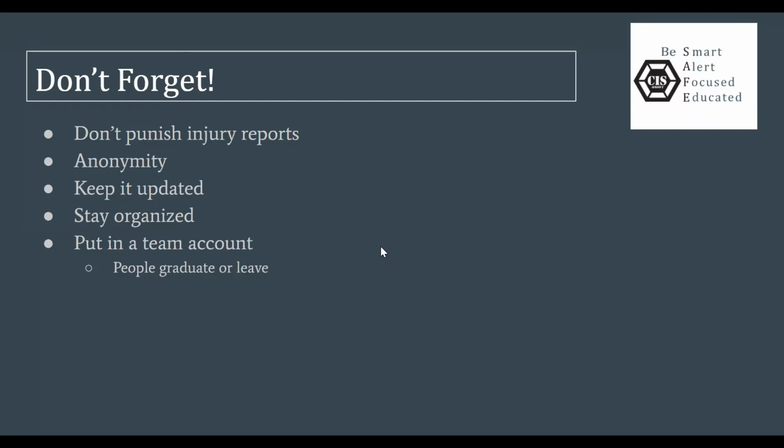Put it in a team account or a team drive, so that way no one loses access, because people graduate, people leave, people quit. You want to make sure that you still have access. So you want to make sure that it's in a place where people can access it in the future from your team. Do we have any other questions?